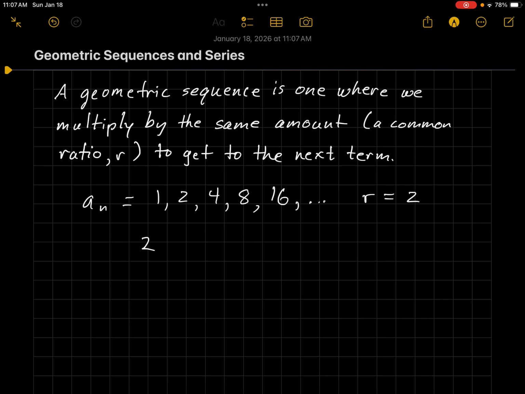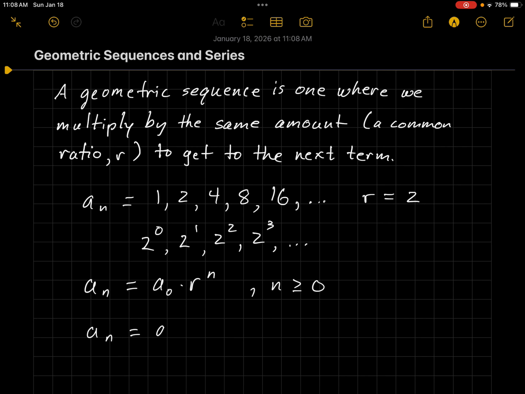Notice that we could have written this sequence as 2 to the 0, 2 to the first, 2 squared, 2 cubed, which means that the general term can be written as a sub 0 times r to the n power. Now that's assuming we start at 0.